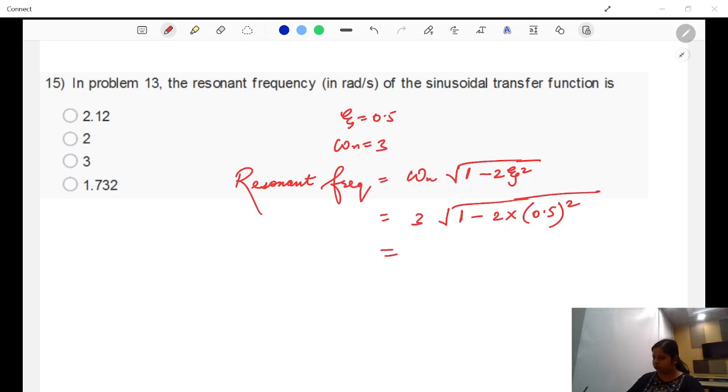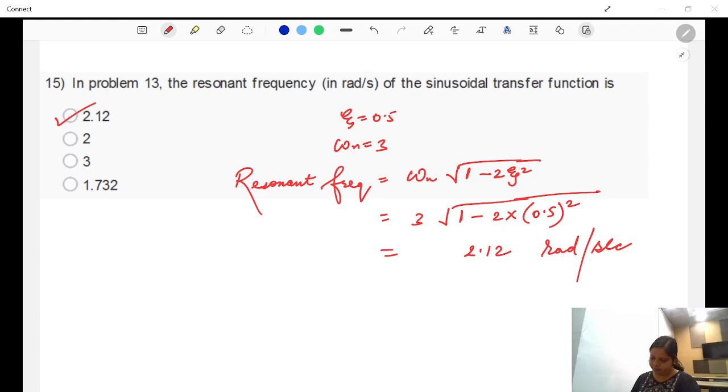What is the answer? Something in radian per second. 2.12, madam. Okay, very good. So 2.12 radian per second. This is the resonant frequency of the system. All right. There is another question which I want you to solve.